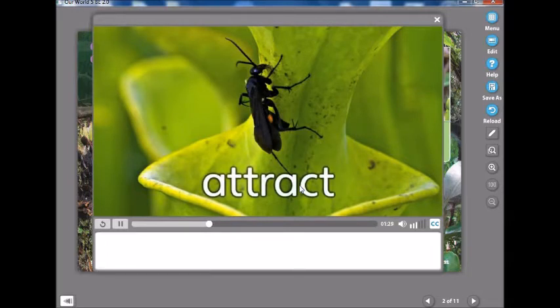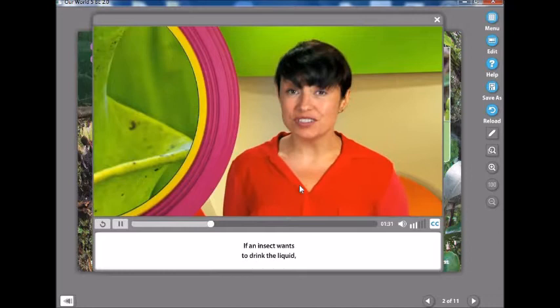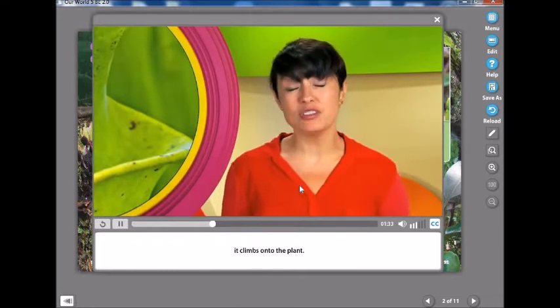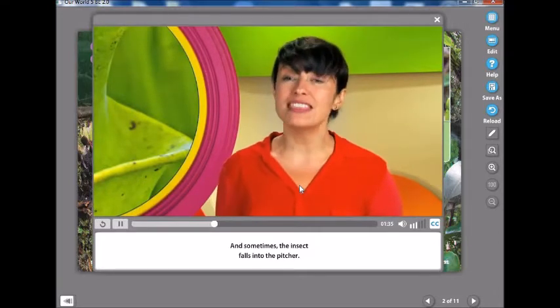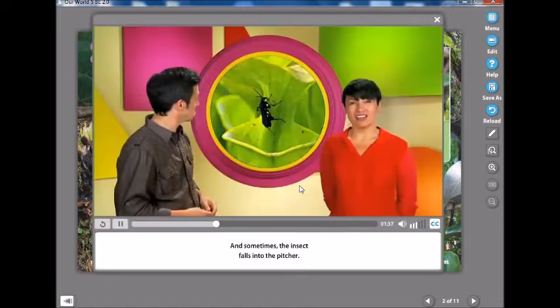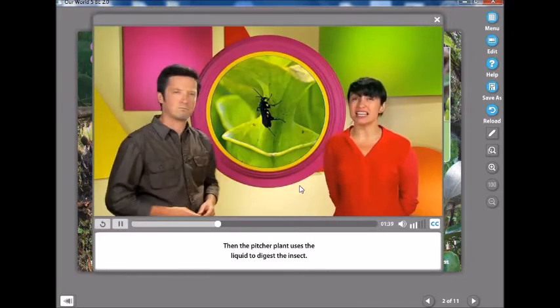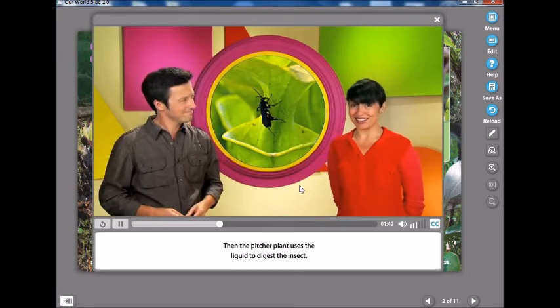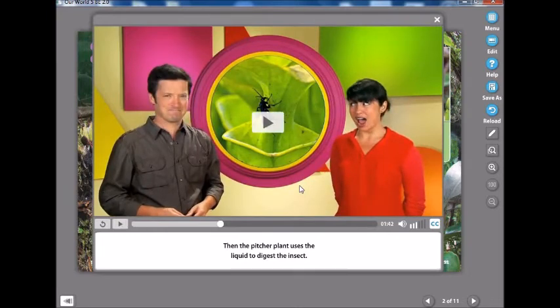Poor insect. If an insect wants to drink the liquid, it climbs onto the plant. Oh my. And sometimes the insect falls into the pitcher. Then the pitcher plant uses the liquid to digest the insect. Oh my god, the insects are thirsty. They want to drink the water or something like that, and they see the liquid on the plant.